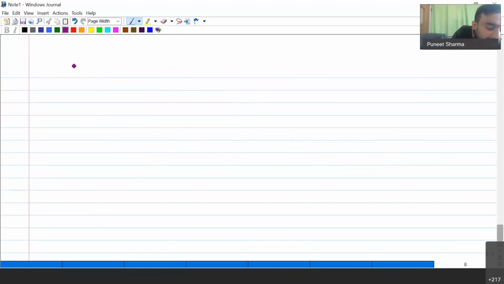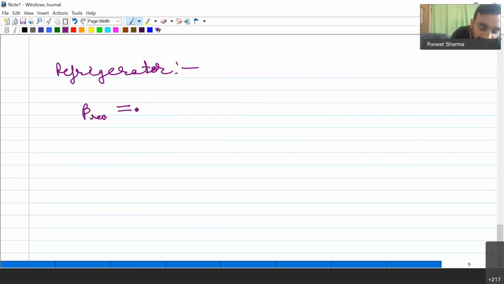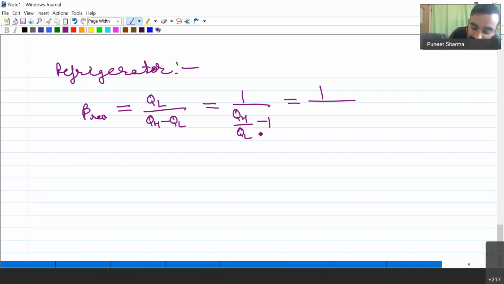Now, similarly, let me also explain the coefficient of performance of a refrigerator, given by the symbol beta. Let me define this beta for a reversible refrigerator. We know that beta equal to QL divided by QH minus QL. This is once again the generalized formulation. From here I can say 1 divided by QH by QL minus 1. Finally, I can replace QH by QL with TH divided by TL minus 1.